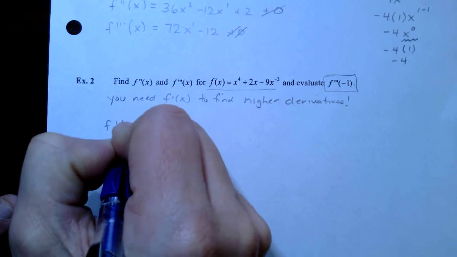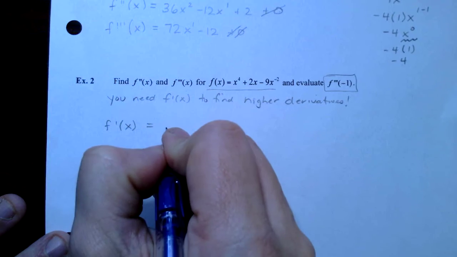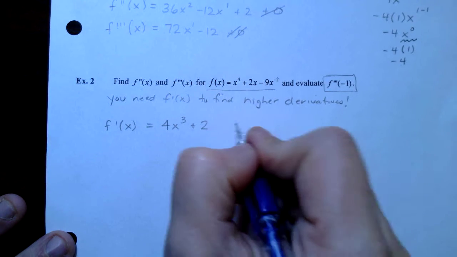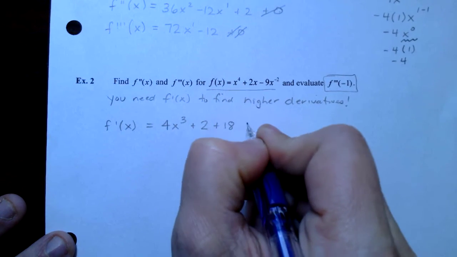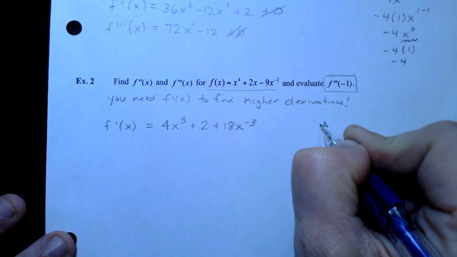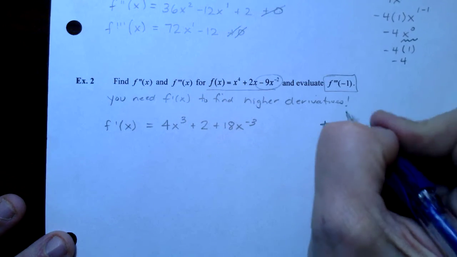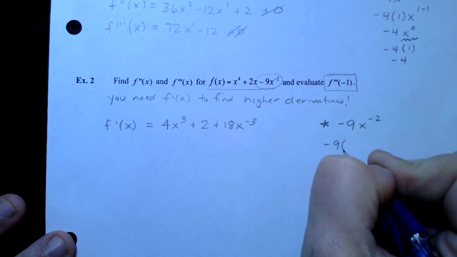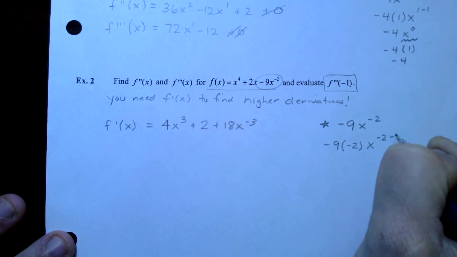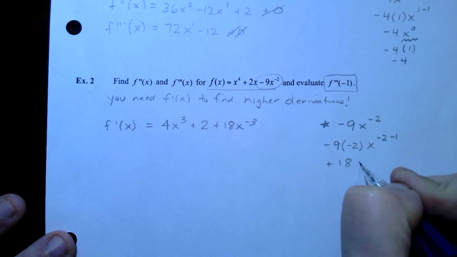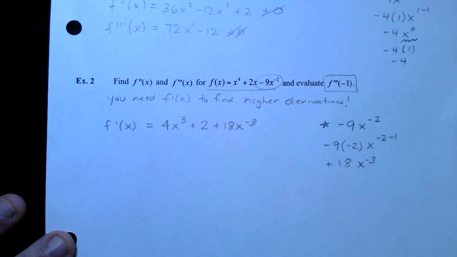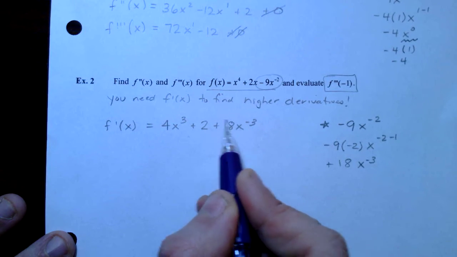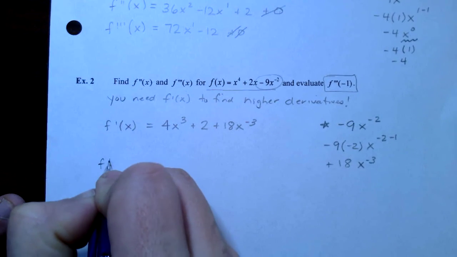So f prime of x is going to equal the derivative of here, 4x to the third plus 2 plus 18x to the negative 3. Now I just want to take a second and review this last term with you. Negative 9x to the negative 2. When I take the derivative, negative 9 times negative 2x, negative 2 minus 1. That's where I'm getting the positive 18x to the negative 3. This is not required as an answer, but it is required to come up with the answer for f double prime of x.